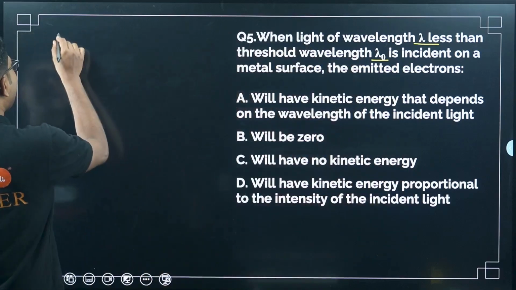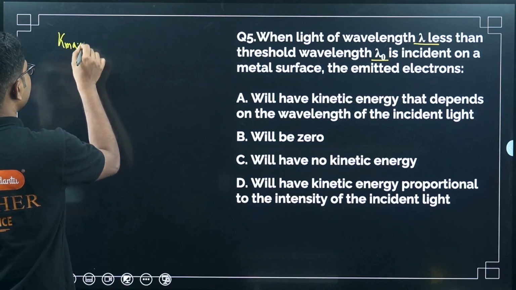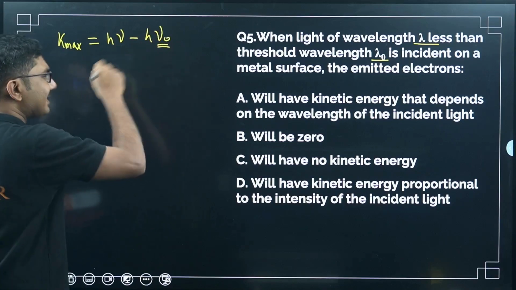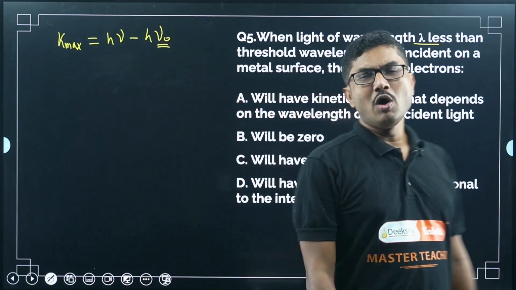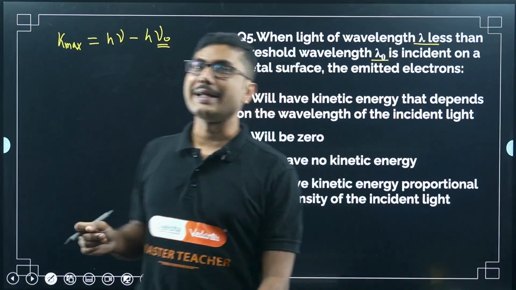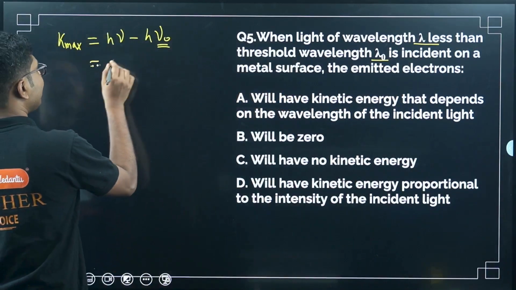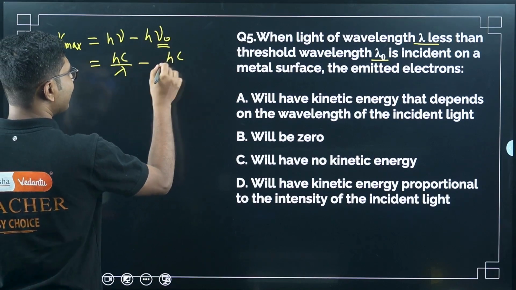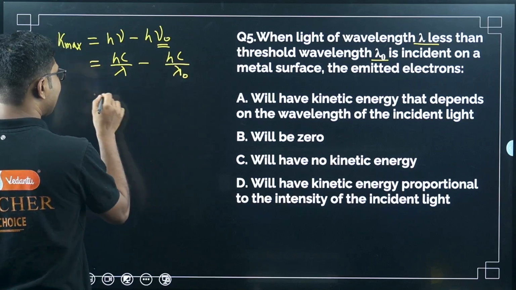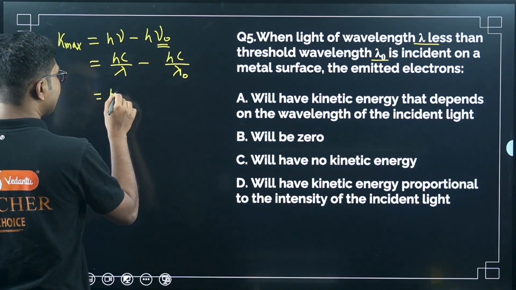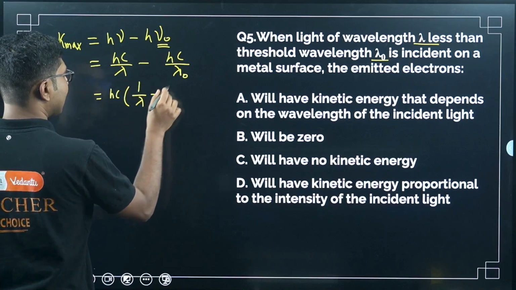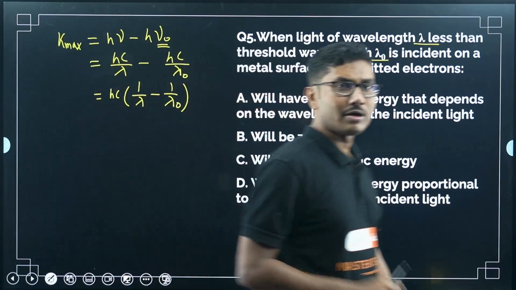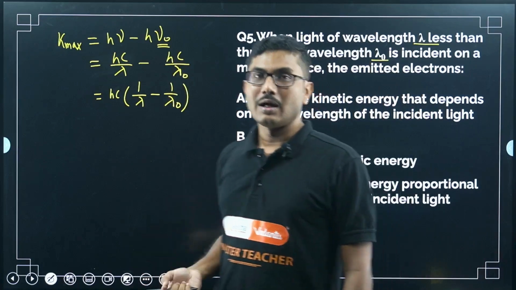So we know that K max equals h nu minus h nu naught. If nu naught is greater than nu, then there would have been no emission because kinetic energy cannot be negative. But fortunately here it is given in terms of wavelength. Wavelength is inversely proportional to frequency, so you can still have some value. hc is common, 1 by lambda minus 1 by lambda naught. Now this is possible. Even though lambda is less than lambda naught, 1 by lambda will be greater than 1 by lambda naught.